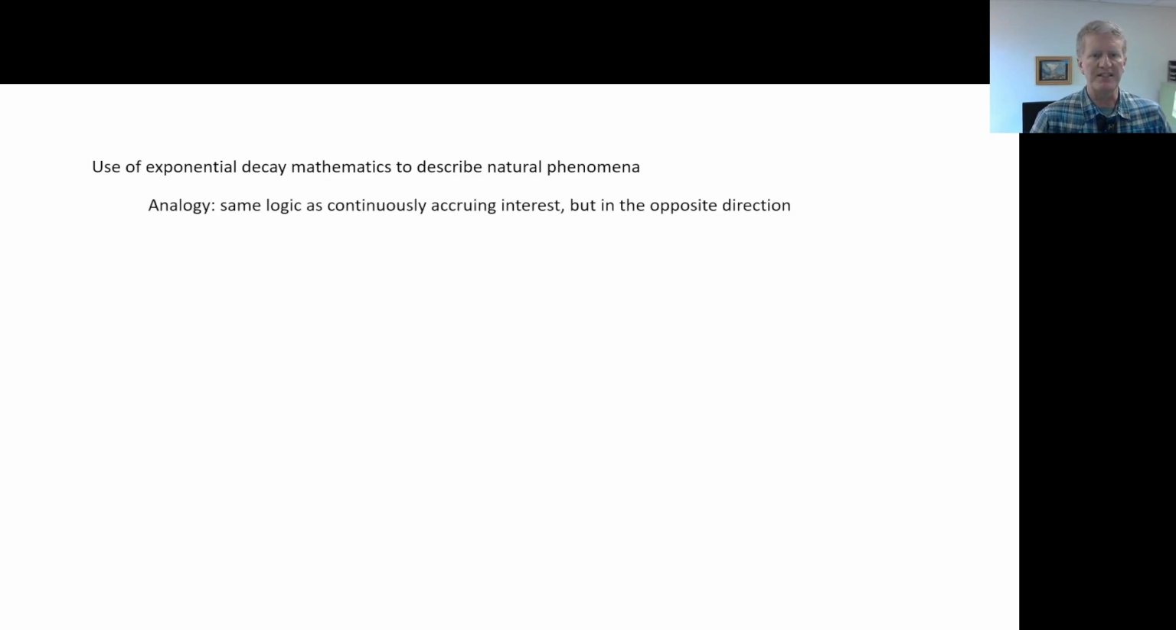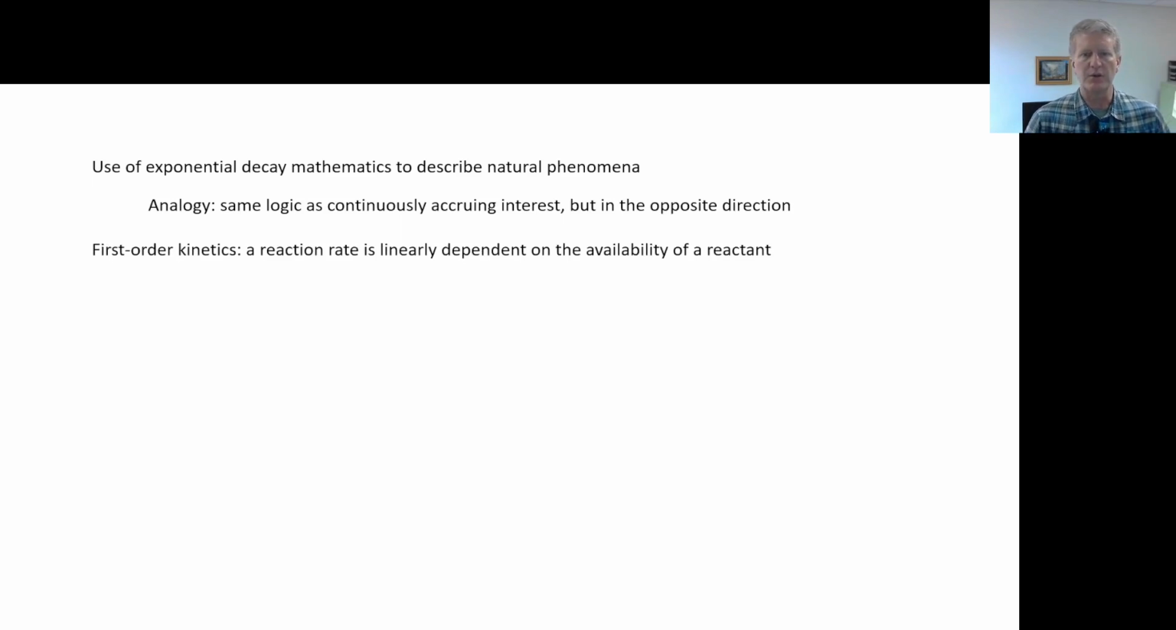Another real-world example is continuously compounding interest, and the exponential derivations are very similar with the exception of exponential growth having a positive exponent rather than the negative exponent used in exponential decay. We're going to review exponential decay in the context of first-order chemical kinetics, but you will see the same basic derivations applied over and over again in applications across environmental science.